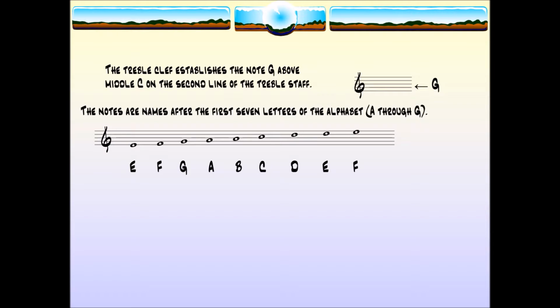The third line is B. The third space is C. The fourth line is D. The fourth space is E. And the fifth line is F.